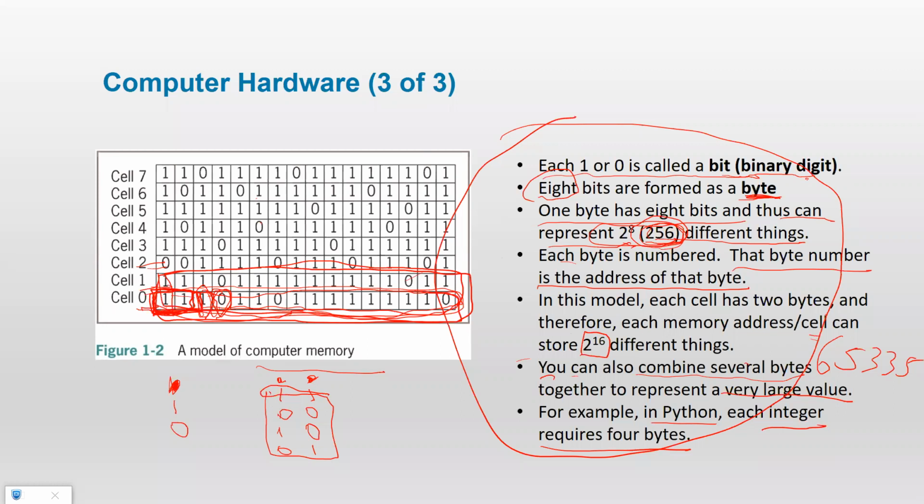So a bit is just 1 or 0. You combine 8 of them together, that's a byte. Each byte has a number, that is its address. And because 1 byte can only change to 256 different patterns, we sometimes need more. Most of the time we need more. So we combine them together, either as 2 bytes or 4 bytes or sometimes 8 bytes, and put them together to use them. That way we can represent many different things. Any questions, everybody?